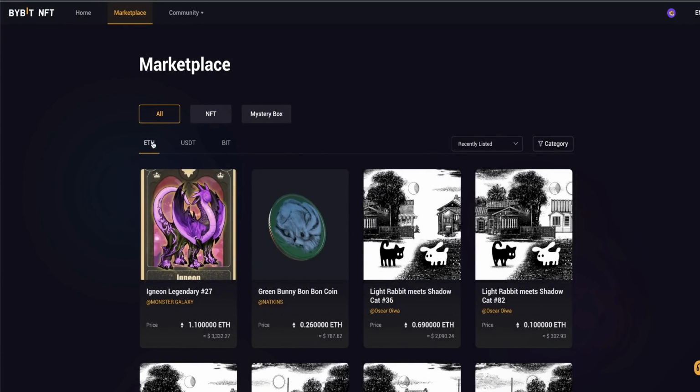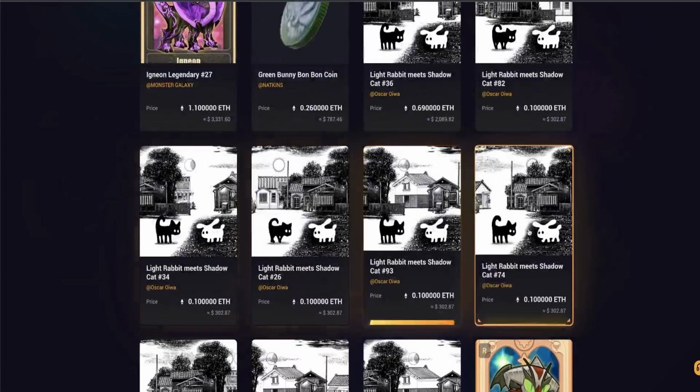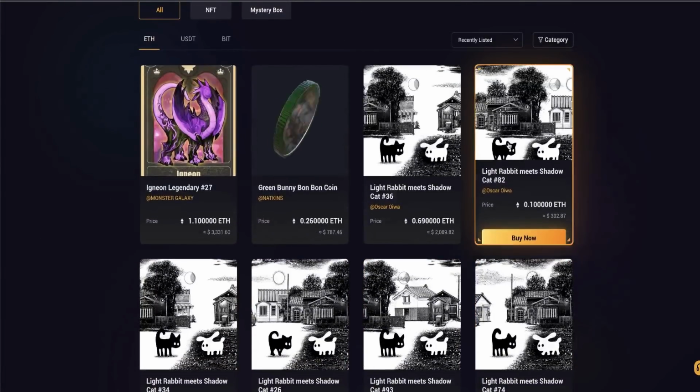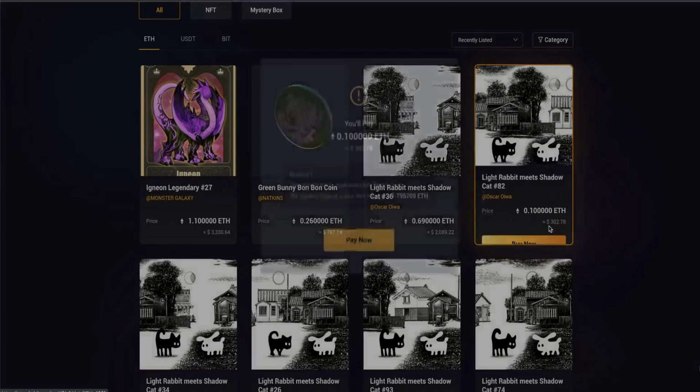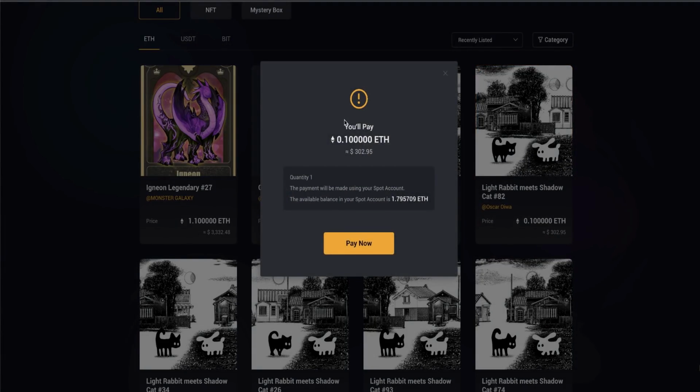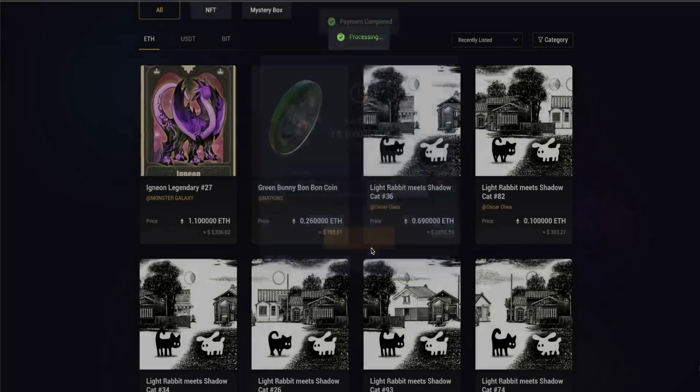Let's just take a look at these in Ethereum prices. So we can look here and grab one of these NFTs. Let's just pick Light Rabbit meets Shadow Cat. That sounds like a fun NFT. Let's buy that for 300 bucks. So you'll see I'll pay 0.1 Ethereum for that. I currently have Ethereum sitting in my spot account. I have 1.79 Ethereum sitting in my spot account right now. So this is paid for from the spot account, so not from the derivatives account, not from the BuyFi account. Got Ethereum sitting there, so let's go ahead and click on Pay Now and buy that.